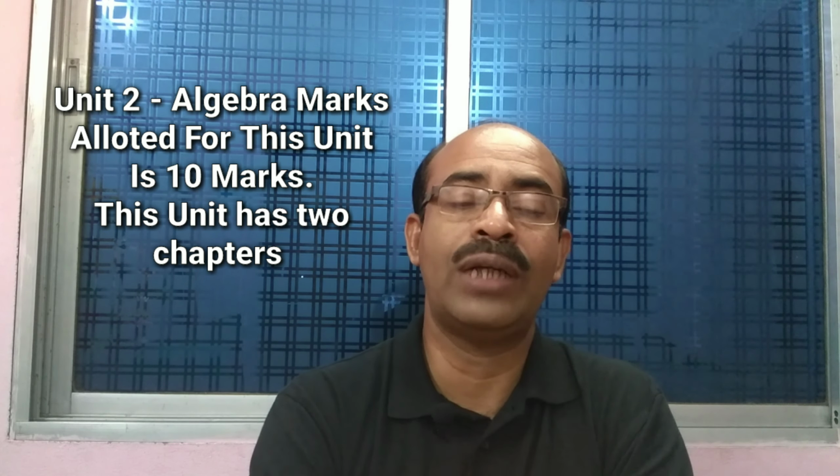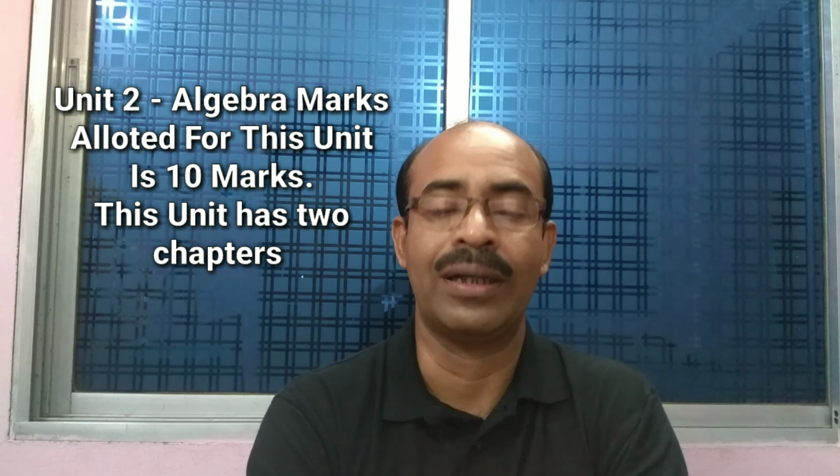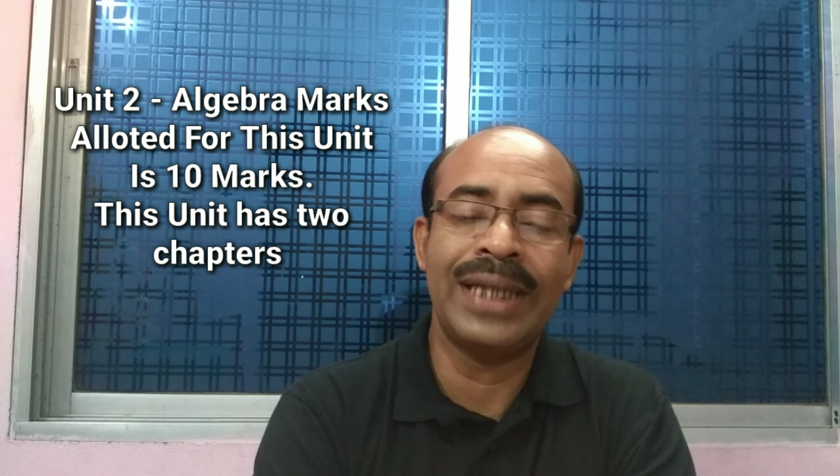Now unit 2, Algebra. Marks allotted for this unit is 10 marks. This unit has 2 chapters. Chapter 1, Matrices. Chapter 2, Determinants. In the chapter Matrices, elementary operation of matrices, that is exercise 3.4, is not included. All other topics of these chapters are included. In the chapter Determinants, all topics are included.